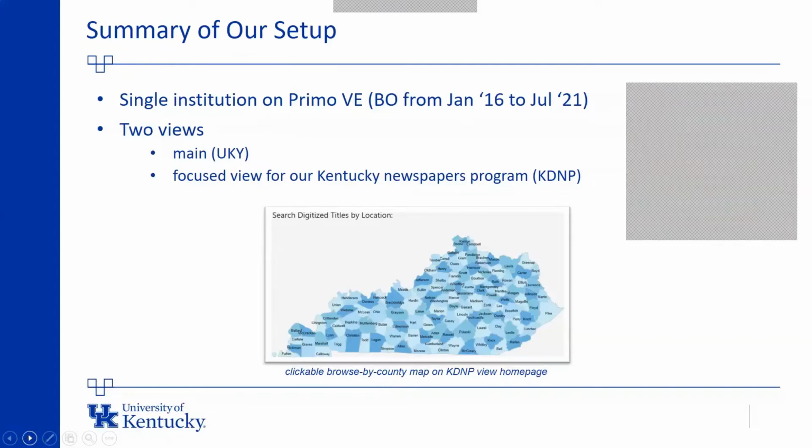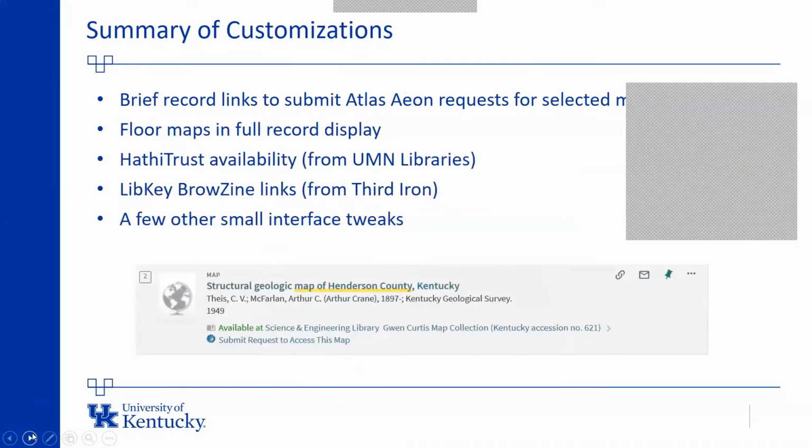But anyway, some of our customizations in our main view are kind of a mix of big things and little things: some homegrown stuff that we've made, some links to Atlas Aeon for some of our special collections and maps, our own take on a floor maps integration, and then some of the broader, more popular ones from the community, like the HathiTrust availability links and browsing links. So just a couple of small icons and tweaks too.